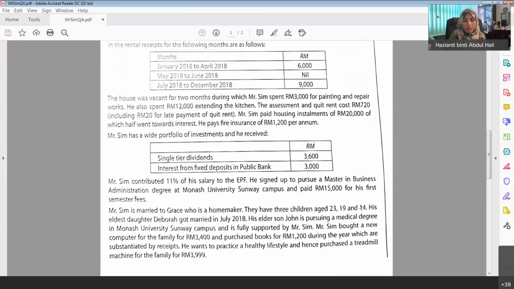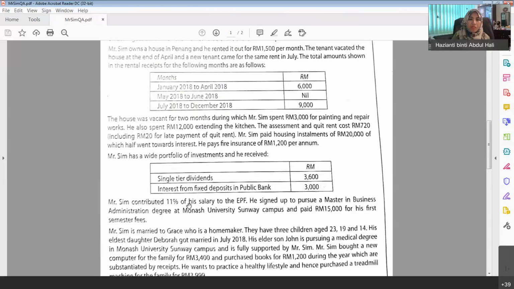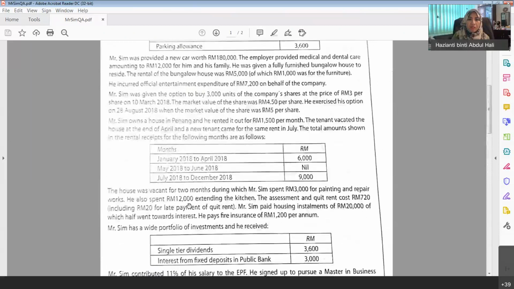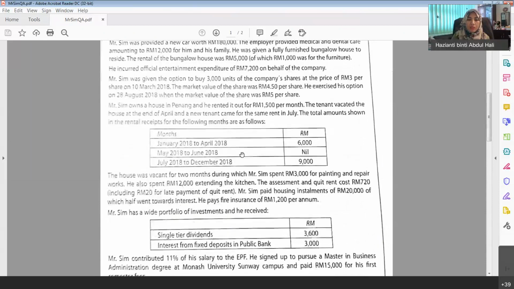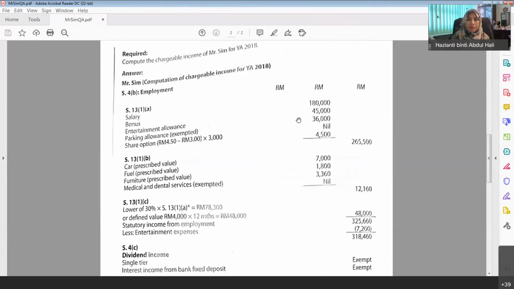How much is the child relief? 2,000. Okay, 2,000. Alright. So what about EPF? Dia kata 11% of his salary to the EPF. Salary dia tadi berapa? Tengok salary dia tadi. Salary per month 15,000. Darab 12. This is the salary dia tadi, 180,000. So 11% dari 180,000.